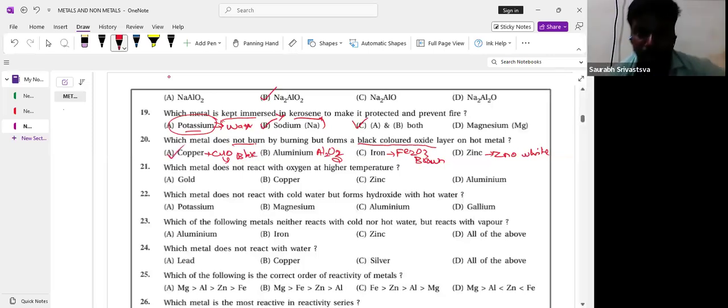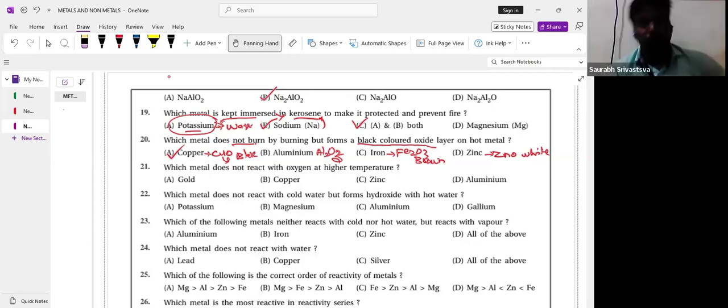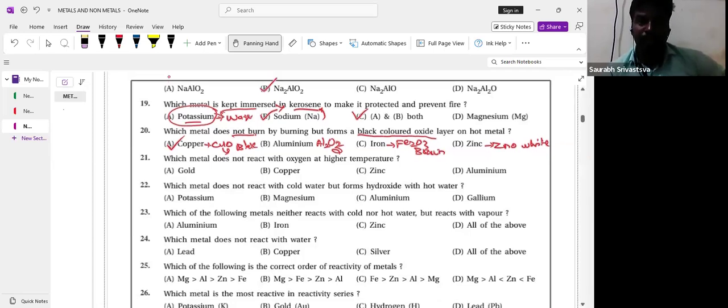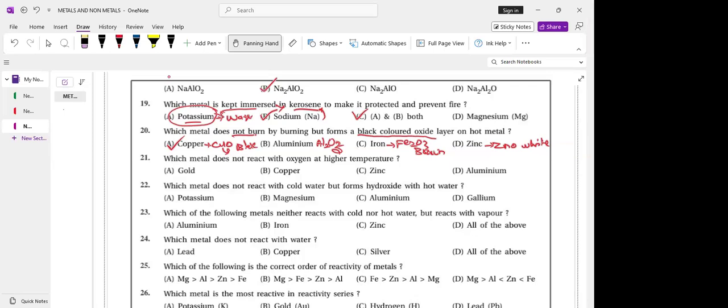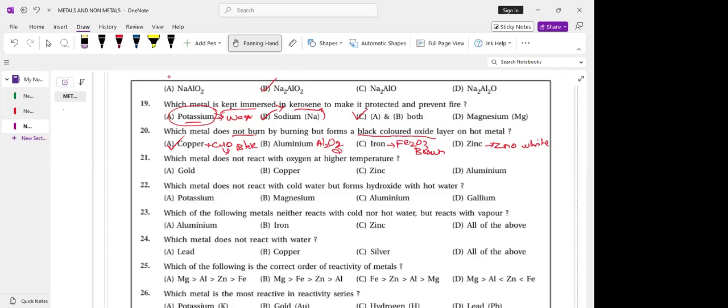Yes, sir. In the exam, question number 19, which should we mark? Both 1 and 2, sir. Suppose they ask the question, which metal is kept immersed in wax, then you have to select potassium. Correct? If they give the wax, potassium. If they give the kerosene, you should select both.